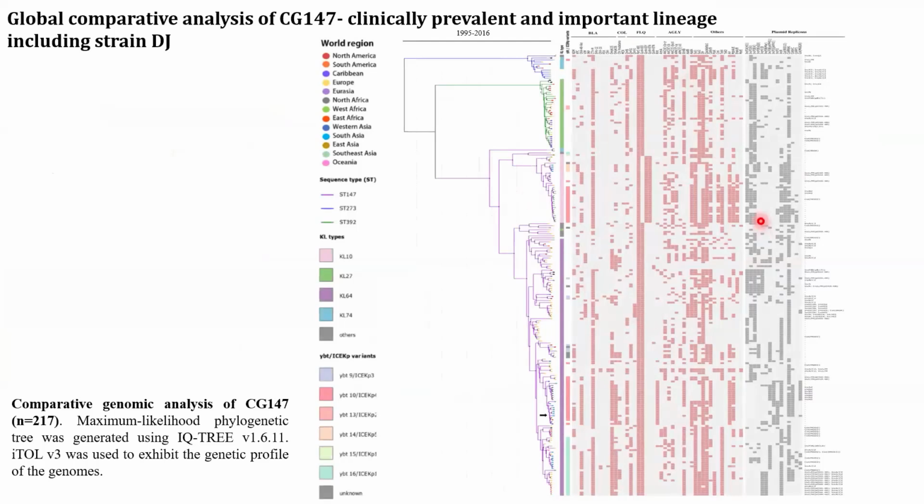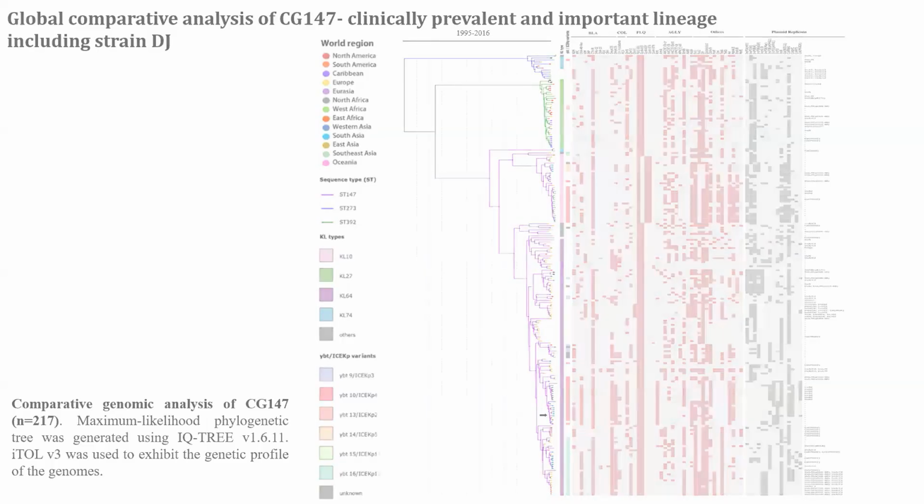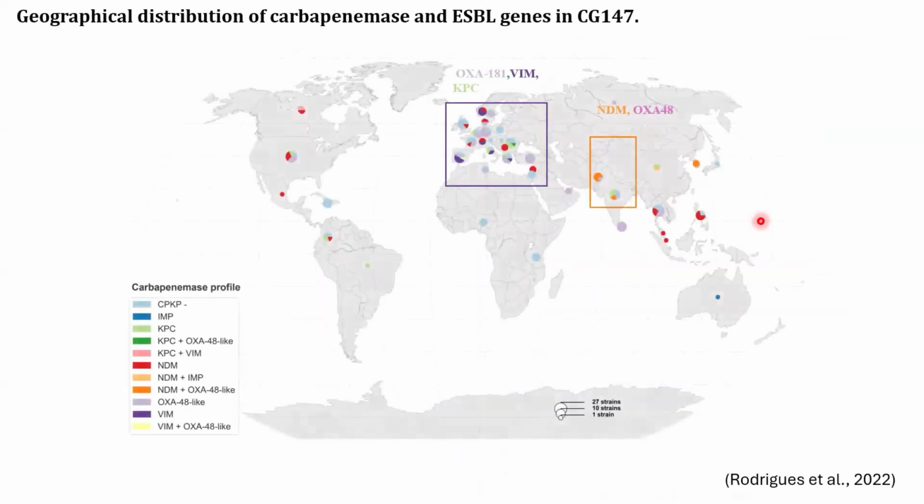Then what we did was that we collected all the genomes available on the BVBRC, 217 of the clonal group 147. I'm sorry, this is a very busy slide, but I have simplified it over here, and you can see we were able to see the differences in the carbapenemase genes with respect to continents. The color coding is given very nicely over here, that in Asia it's always NDM and OXA48, whereas in Europe and America it's always KPC, VIM, IMP, and all these other carbapenemases.